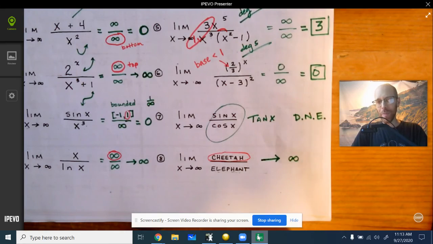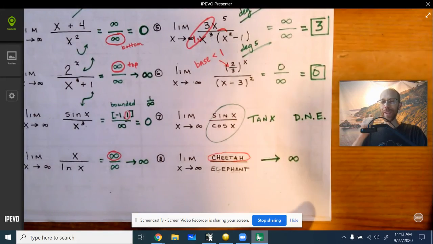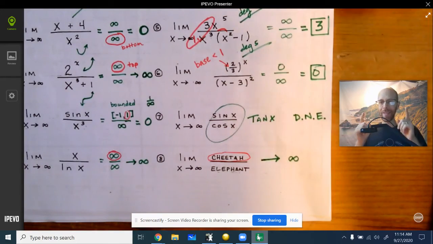And of course, the cheetah is moving faster than the elephant, which means the numerator is growing faster. So this puppy is headed to infinity. And ladies and gentlemen, that is the game.